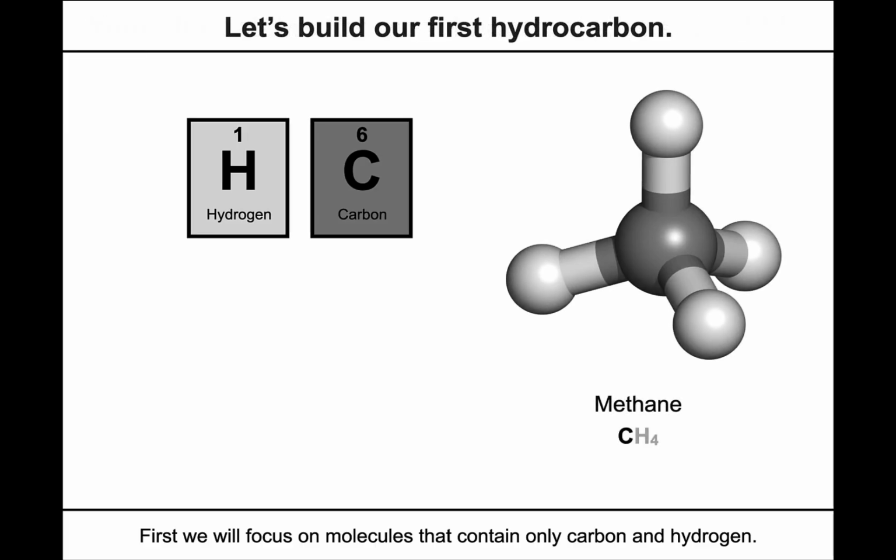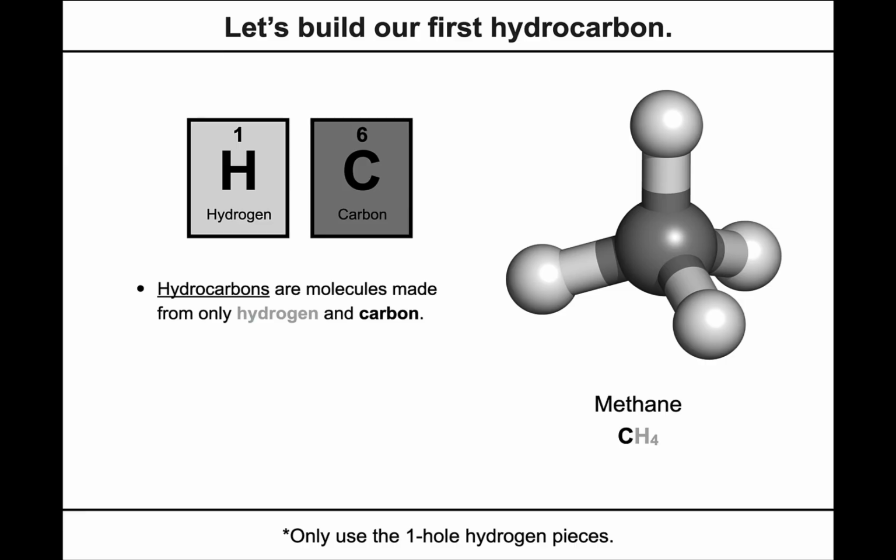The most simple hydrocarbon is methane. So right now we're going to look at the structure of methane. It looks like methane has one central carbon and 4 hydrogens bonded to the carbon. What we're going to do is build this molecule. We're going to use the one-hole white hydrogen pieces, as we mentioned before. You're just going to trust me on why we're using the one-hole hydrogen pieces for now.